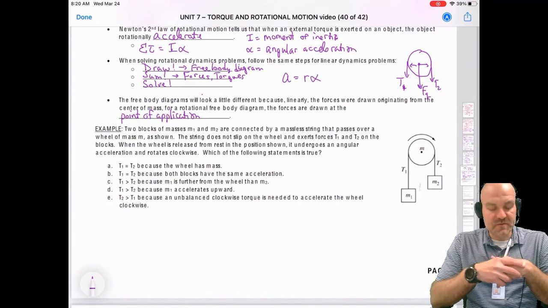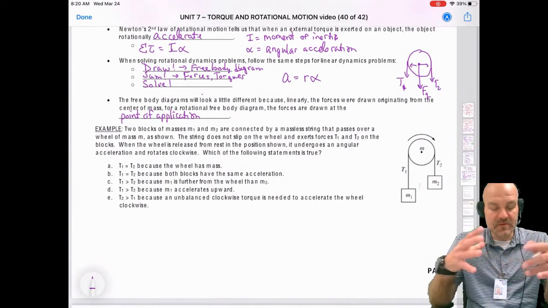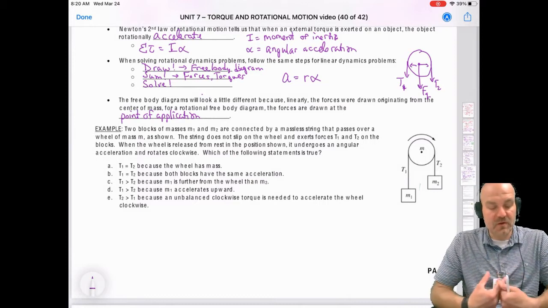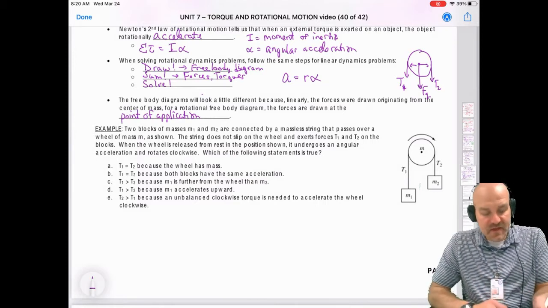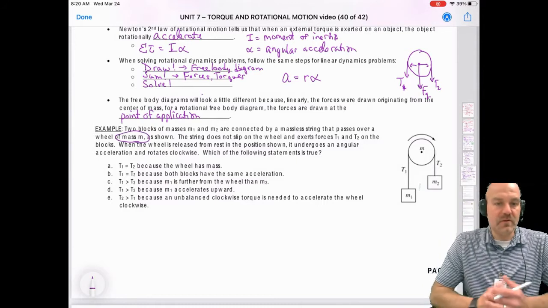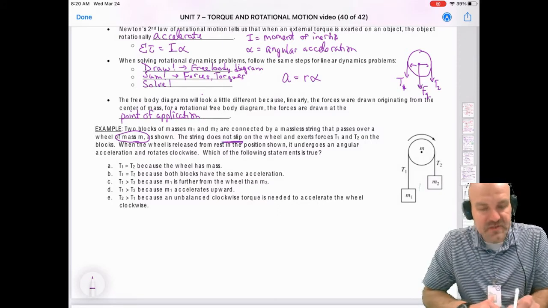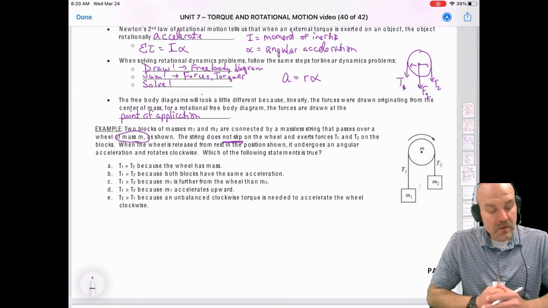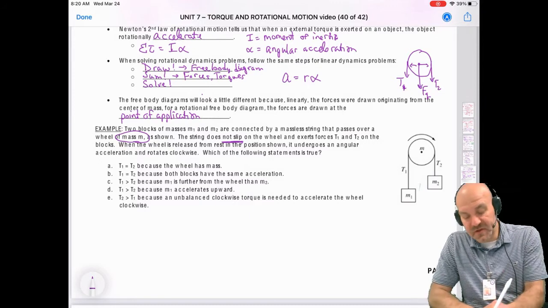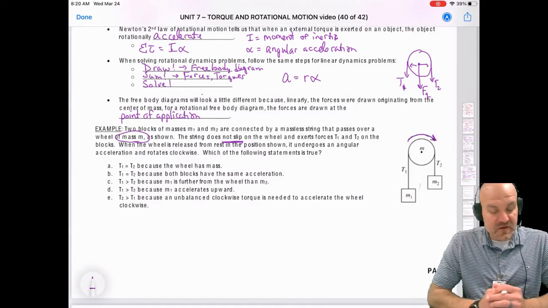This is talking about two blocks of mass M1 and M2 connected by a massless string that passes over a wheel of mass M as shown. The hint is, anytime they give you the mass of the pulley or the wheel, you're going to have to use rotational dynamics. The string does not slip on the wheel and exerts forces T1 and T2 on the blocks. This not slipping is important; it just means it behaves like a true pulley. When the wheel is released from rest in the position shown, it undergoes an angular acceleration and rotates clockwise. That's what this arrow is telling us. Which of the following statements is true?